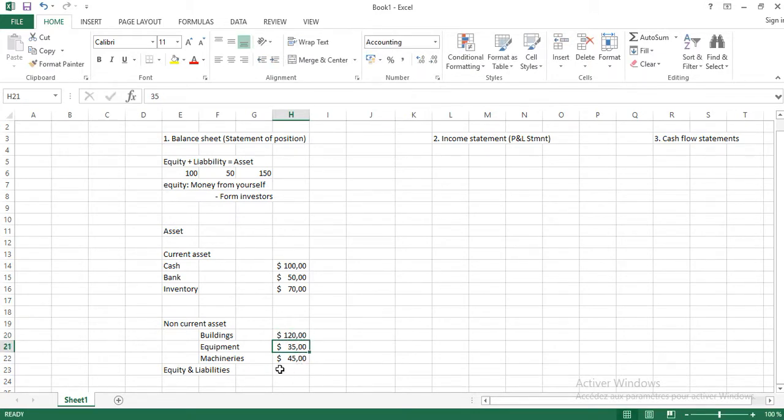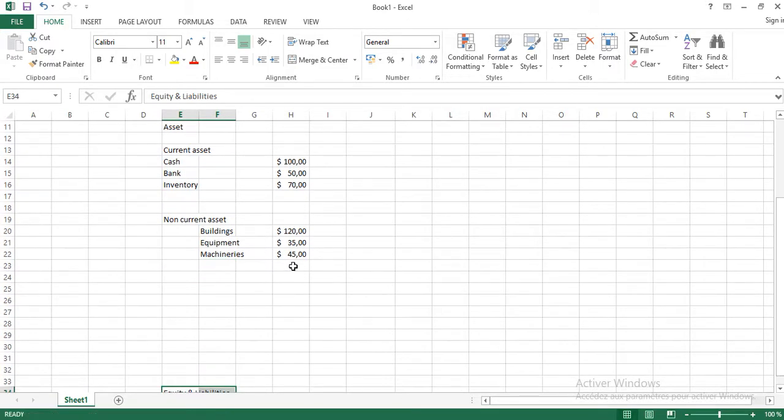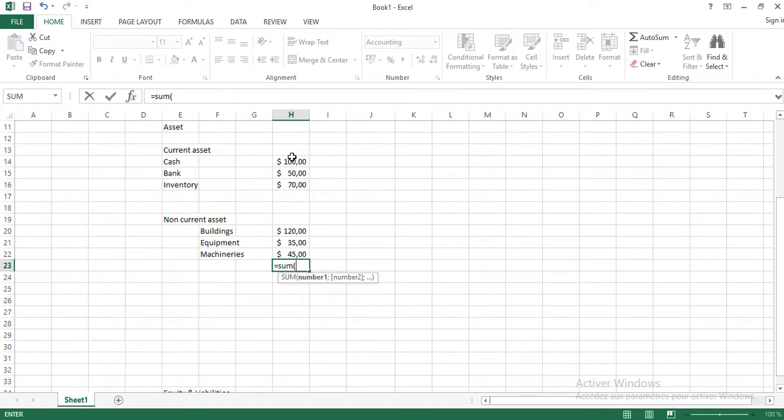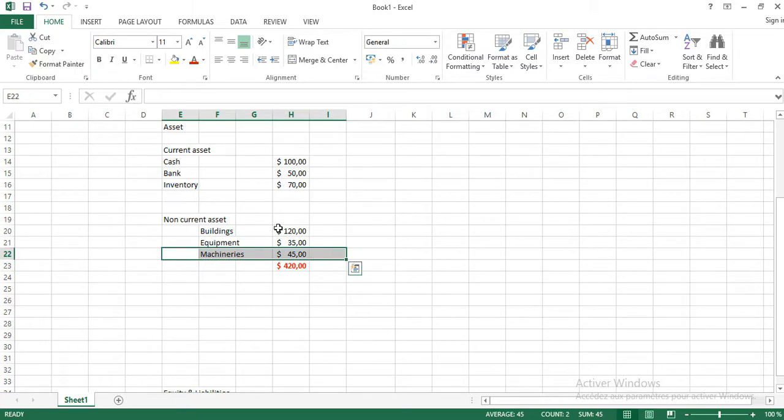So this is the total assets that you have. Let me bring it down. I'm going to sum up all of this, and this is the total value of your assets. We would just say that your total assets are valued at $420.